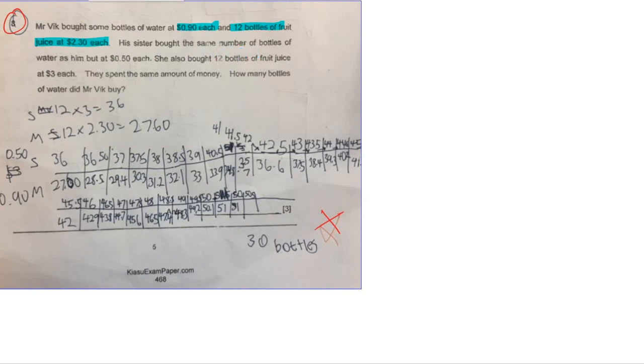Wherever I see questions like "same," remember, I love it a lot. Same number of what? Bottles as him. But this time round it is 50 cents each, and she also bought 12 bottles of fruit juice at $3 each. They spend the same amount of money.